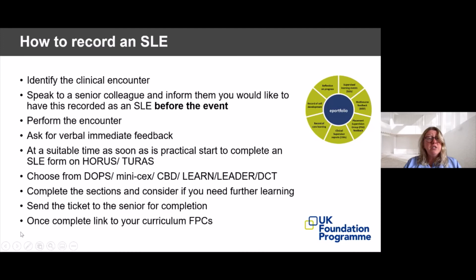Let's have a look at how you would actually record an SLE. So when you're in the workplace and you decide you want to record an SLE, you need to try and plan this and try not to do this retrospectively. When you think there'll be an opportunity to undertake an SLE, please speak to your senior colleague in advance and ask them to watch you undertake the clinical encounter. They should then give you verbal feedback with suggestions for development. You then log into your portfolio, send a ticket request, and once they have received the ticket, you can then upload that. They will complete it, and then you can upload this to your selected FPC. Next slide, please.